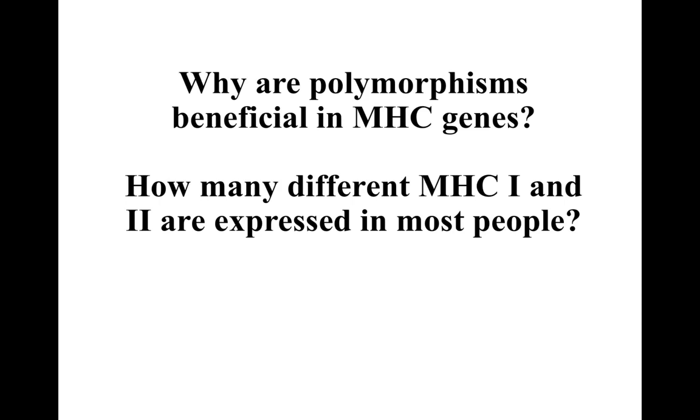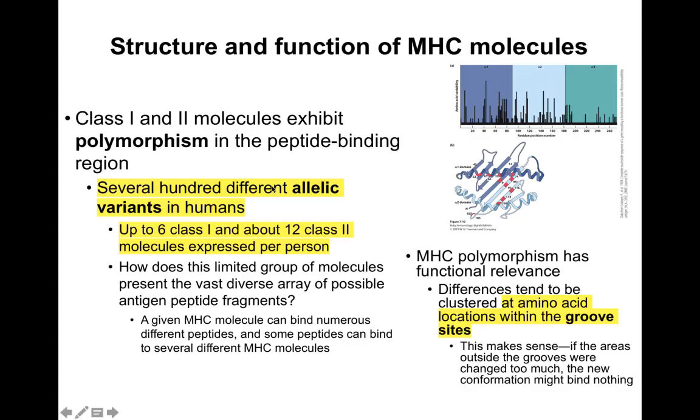Why are polymorphisms beneficial in MHC genes? Having polymorphisms is beneficial because there are many different allelic variants in humans, and so in general it increases the chances that there will be people that can respond to a pathogen if we have differences in where or how our MHC bind to peptide.